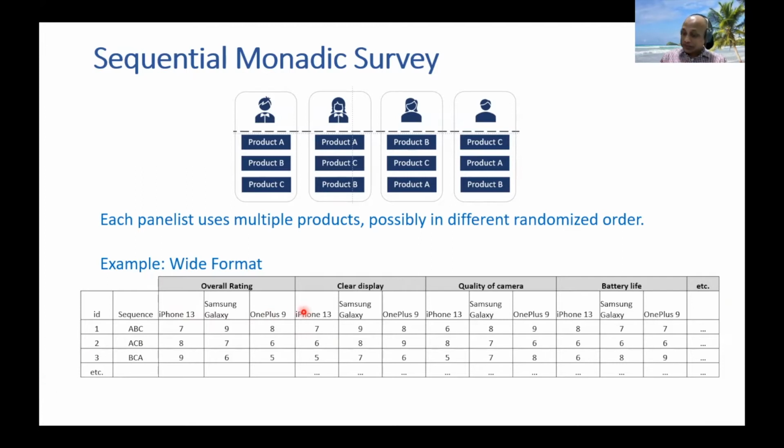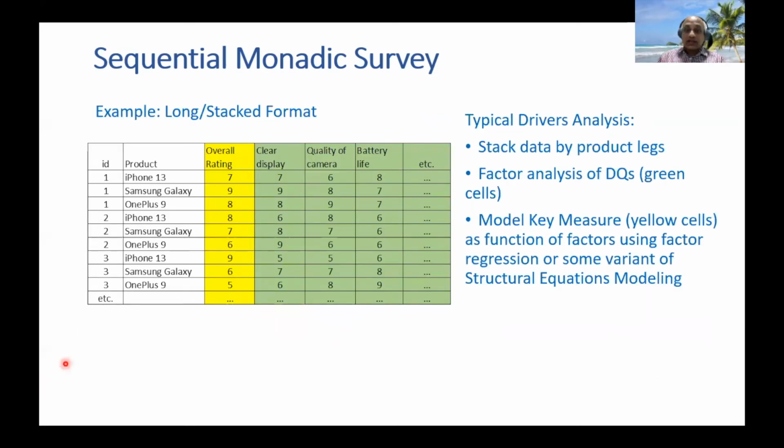The first step to build drivers analysis is to create factors. To do this, the data is now stacked in the long format. In this table, the first column is the panelist ID, second column is the product used by each panelist, and the next column, the yellow column, is the key metric, and the green columns are the DQ ratings. Since each panelist uses 3 products, we have 3 rows per panelist.